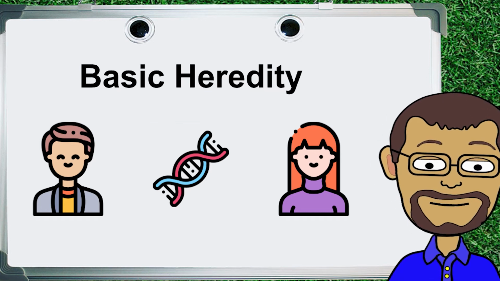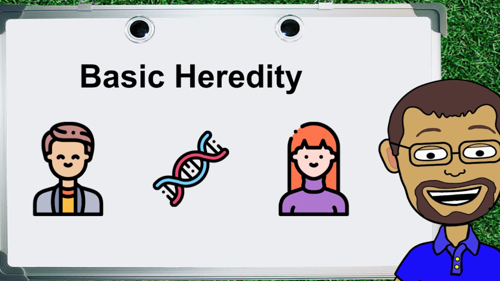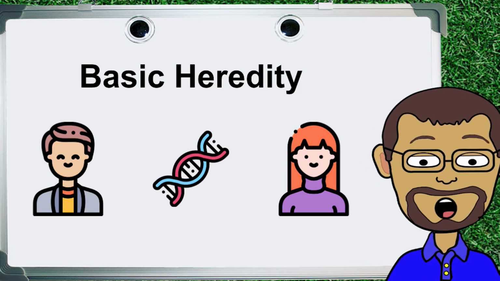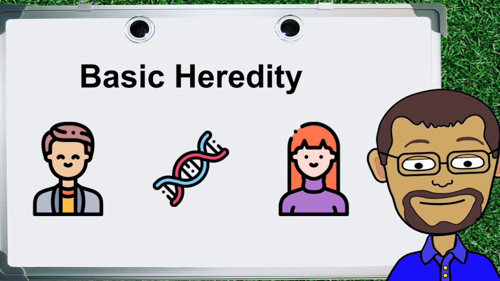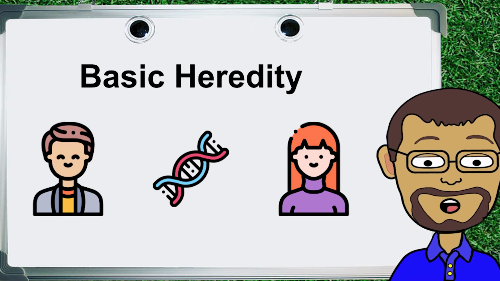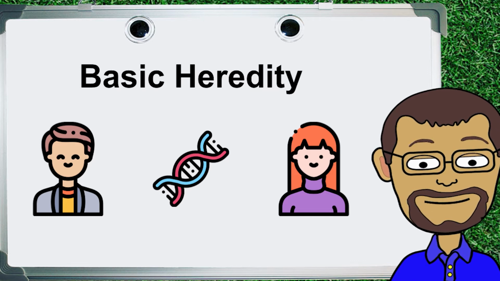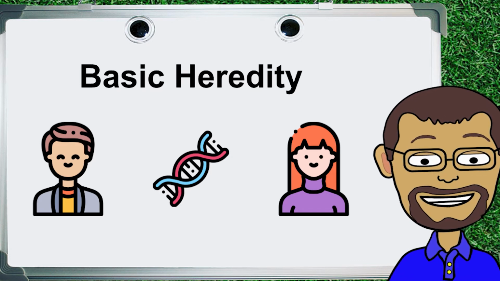Have you ever wondered why babies sometimes resemble their parents in certain ways, but not in other ways? For example, I have brown eyes, and so do both of my parents, but my ears are shaped way differently than either one of my parents. The reason for this has to do with how genes are inherited, which is the focus of today's lesson.